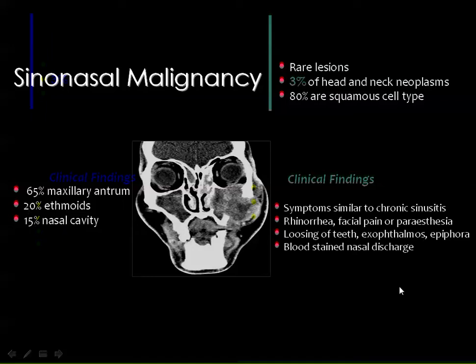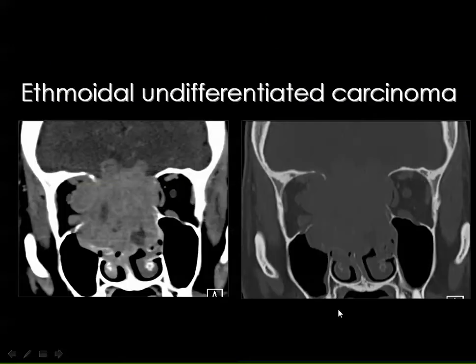The clinical manifestations of sinonasal malignancies are usually similar to chronic sinusitis, but some additional features include rhinorrhea, facial pain, paresthesia, loosening of the teeth, exophthalmos, epiphora, and blood-stained nasal discharge.